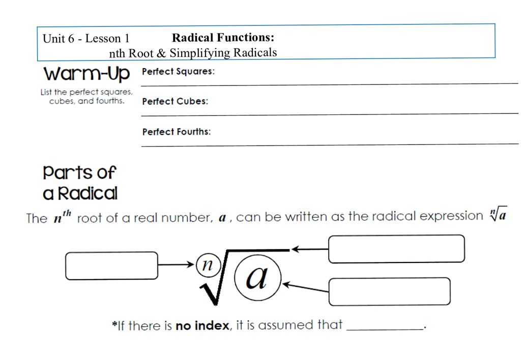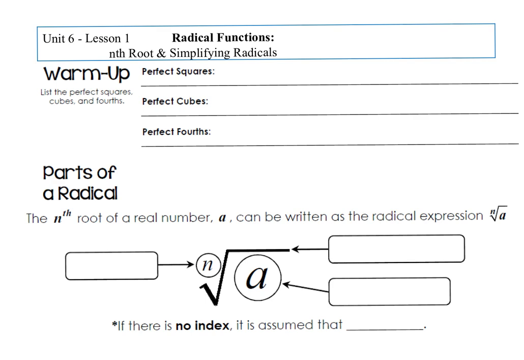To start off, we are going to review what our perfect squares, perfect cubes, and perfect fourths are. Again, these are numbers raised to these powers. And if you're in class, we will make a note card for you to keep handy because all these numbers are very useful as we're breaking down and simplifying our radicals. Let's start with our perfect squares.